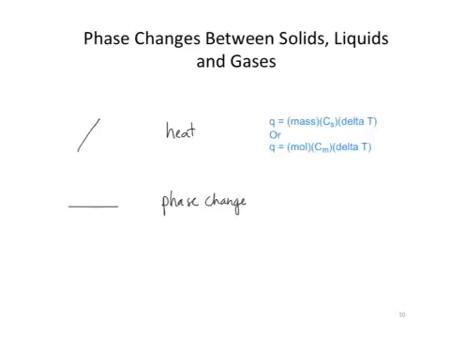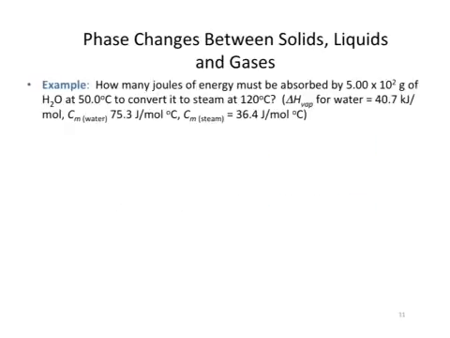Remember, when there's a phase change, there is no temperature change associated. So to calculate the heat associated with the phase change, we just multiply the number of moles by delta H for that particular phase change. Be really careful when you do either one to make sure that you've grabbed either the specific heat capacity or the molar heat capacity for the right phase, and that you've grabbed the delta H for the correct phase change. We'll do an example on the next slide.